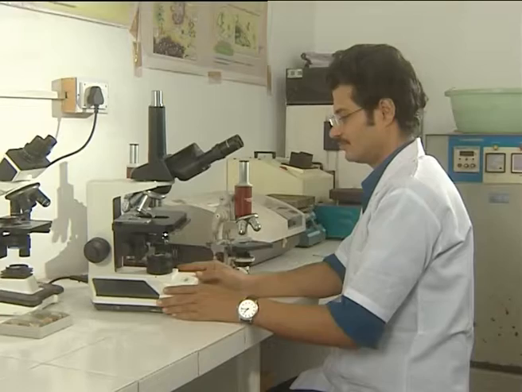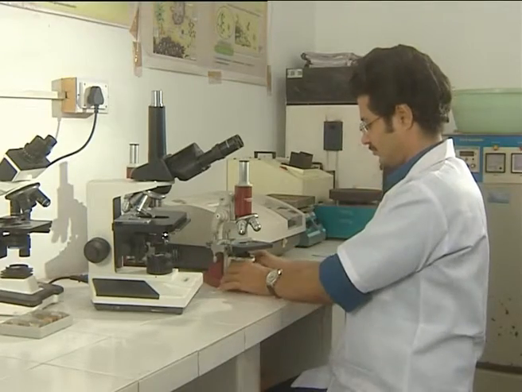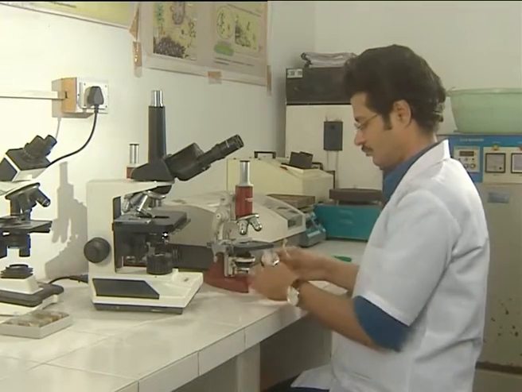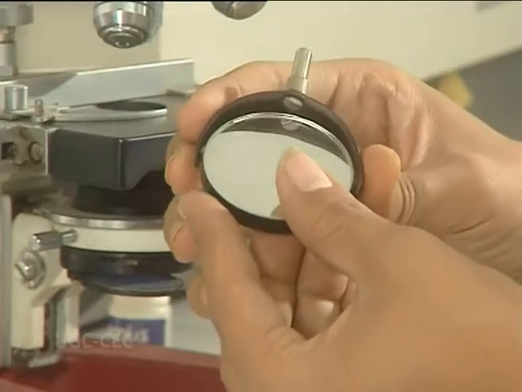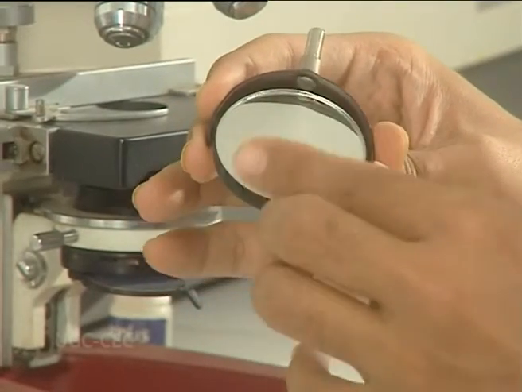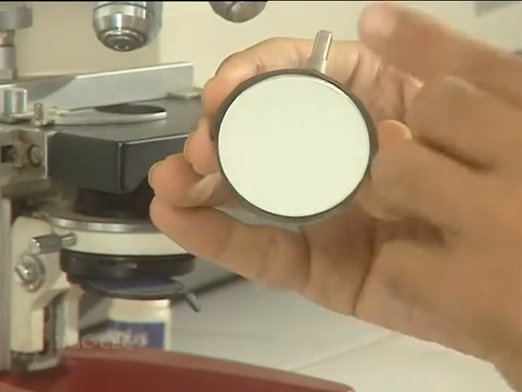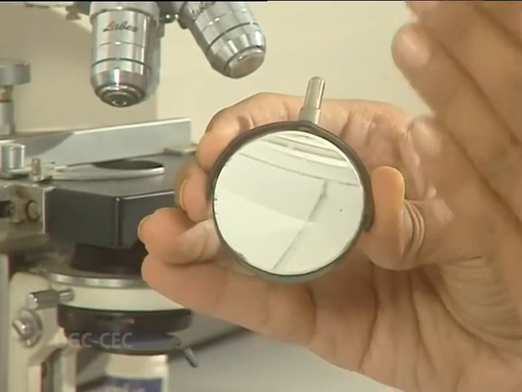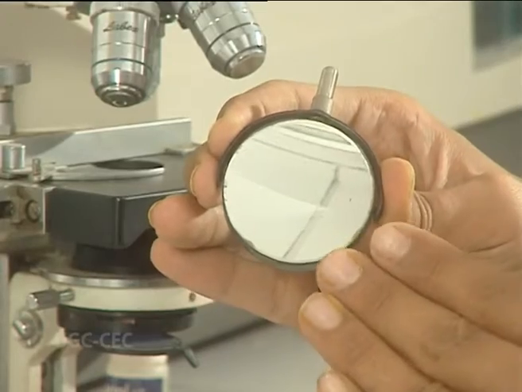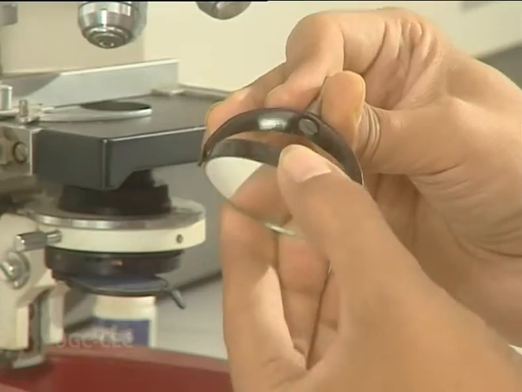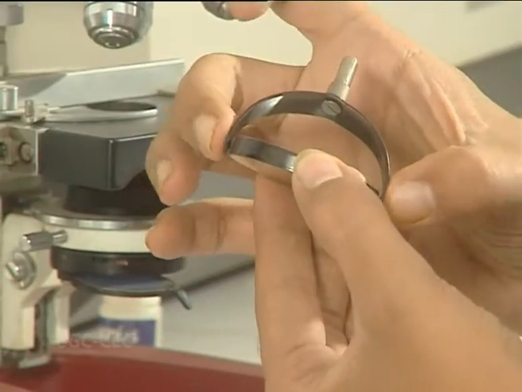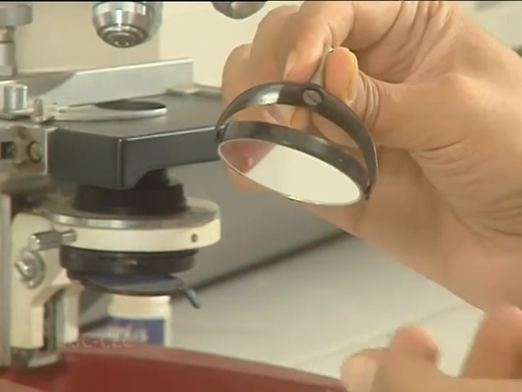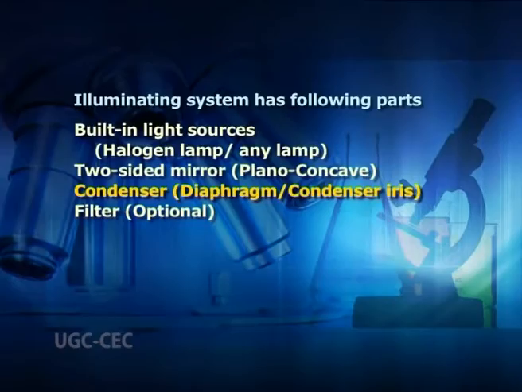Two-sided mirror. The two-sided mirror provides necessary illumination through reflection of natural or artificial light. It has two surfaces, one plane for artificial light and the other concave for natural light. It is supported on two sides by a fork fixed on a mount in a way that permits free rotation.